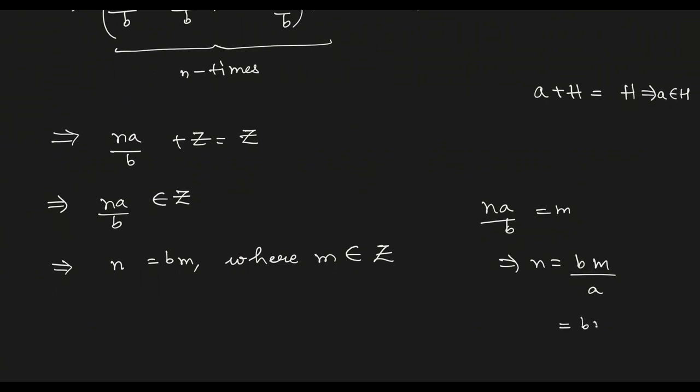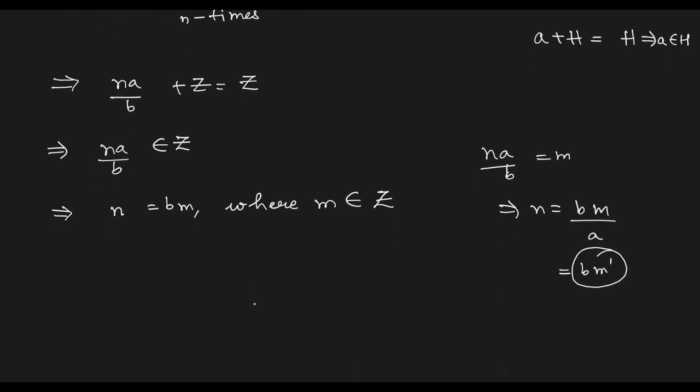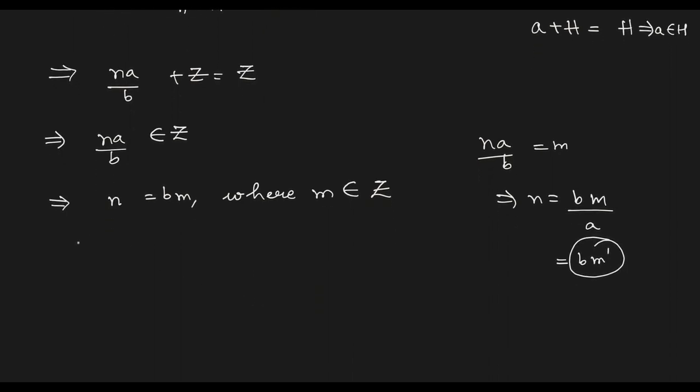So B into M dash, इस टाइप का लिख सकते हैं इसे. So A by B is equals to AM by N. From here B is N by M, na? So AM by N.